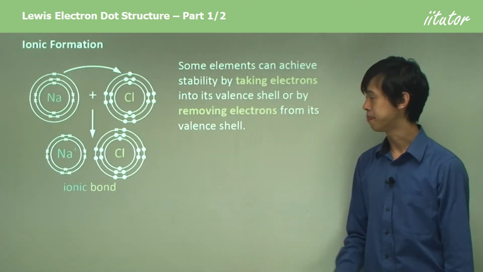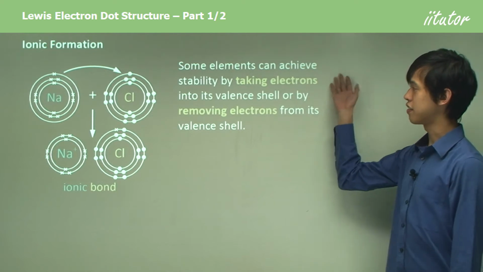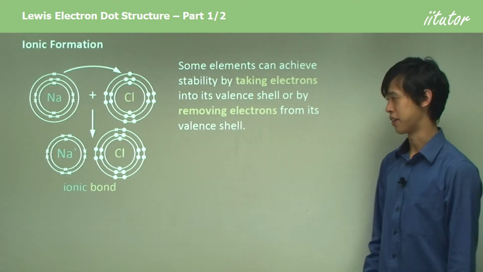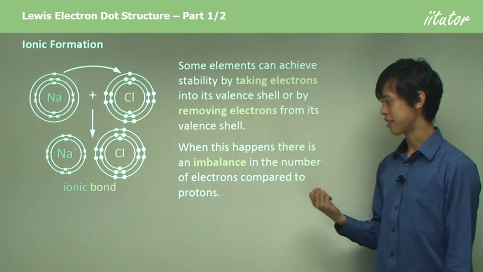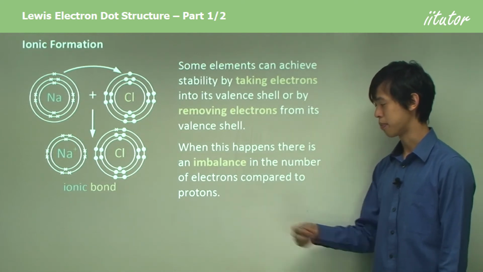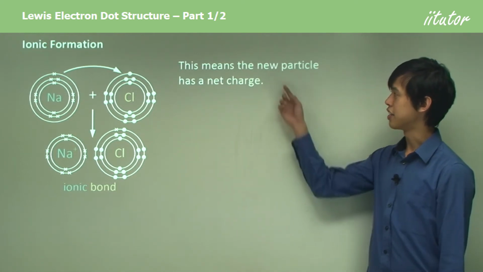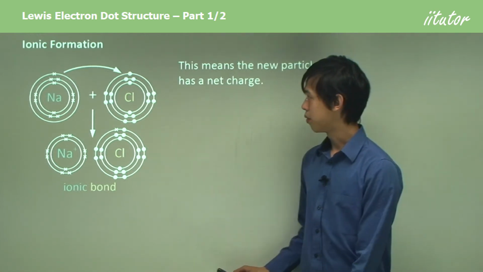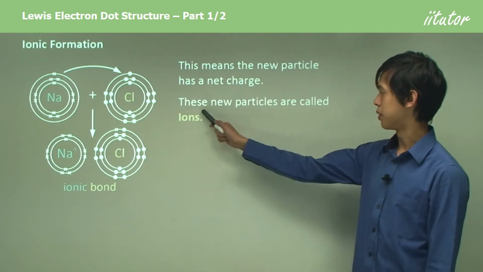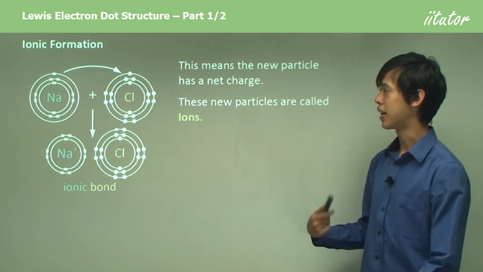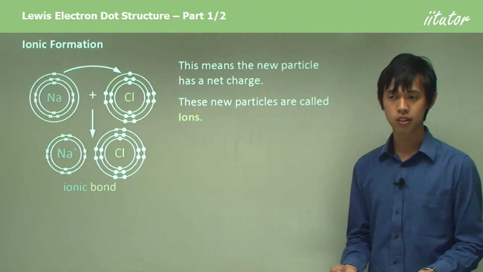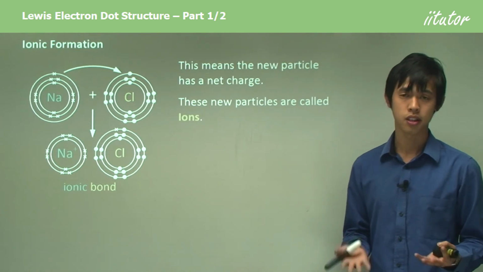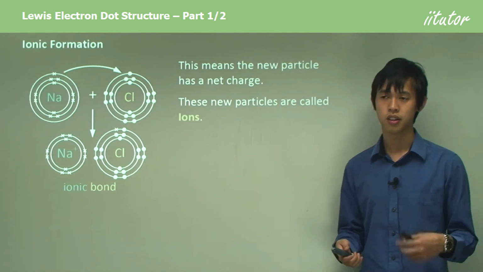So, ionic formation. Some elements can achieve stability by taking electrons into their valence shell or by removing them from their valence shell. When this happens, there is an imbalance in the number of electrons compared to protons, and this means the new particle has a net charge. What do I mean by that? These new particles are called ions, okay? When an atom gives away an electron, or an atom takes in an electron, there's an imbalance in the number of protons and electrons, so you get a charge.